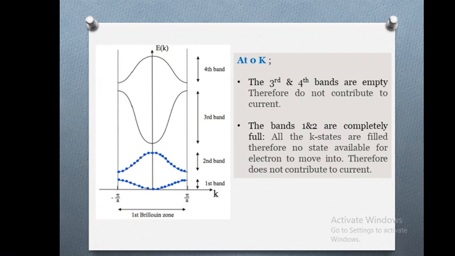So if we apply the electric field, the k states of the electrons will change with time. But as there are no available k states for the electrons to go into, only the k states of electrons will interchange. So the overall picture of the first and second bands will not change. Therefore, the first and second bands will not contribute to the current.